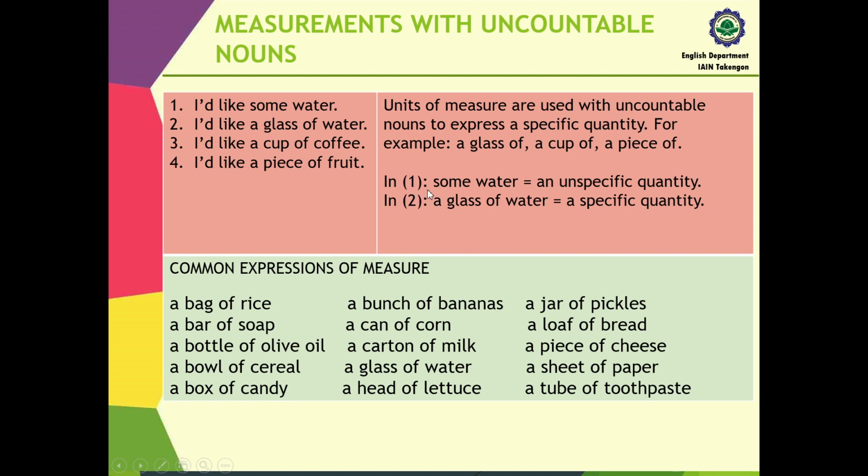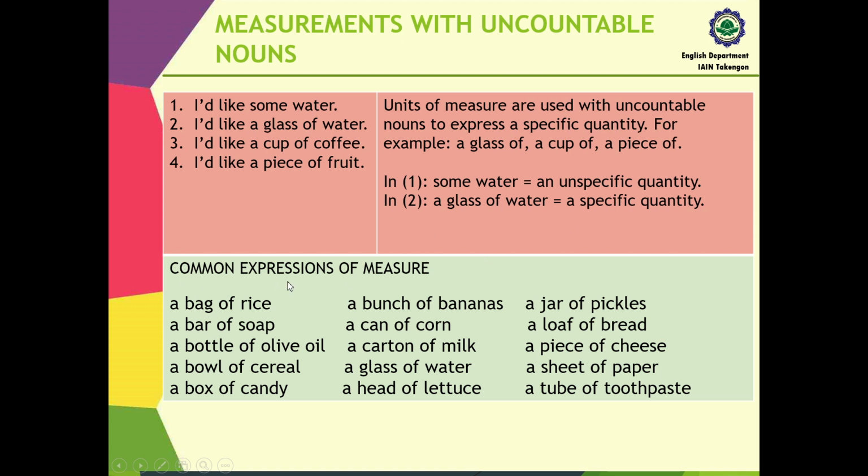Here we have some water, an unspecific quantity. Ini kita nggak tahu seberapa banyak airnya. Some water. If we use a glass of water, a specific quantity, we know how much water? A glass. Jadi segelas air, ukurannya adalah gelas. So that's why in uncountable nouns, ada measurement, ada ukurannya sendiri.